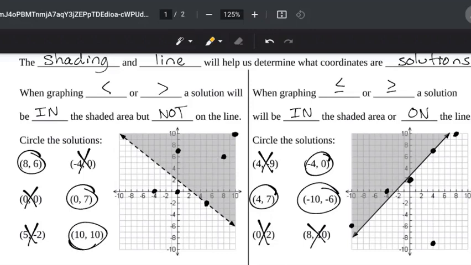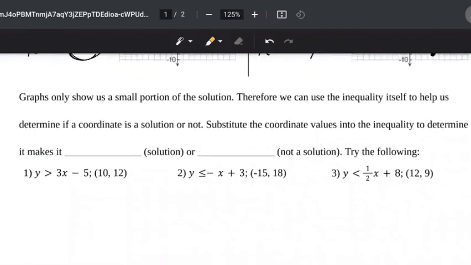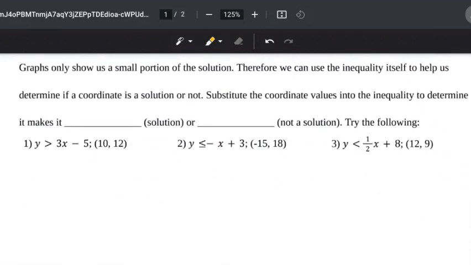Okay, let's move on. So graphs only show us a small portion of the solution. Therefore, we can use the inequality itself to help us determine if a coordinate is a solution or not. We are going to substitute the coordinate values into the inequality to determine if it makes it true or false.